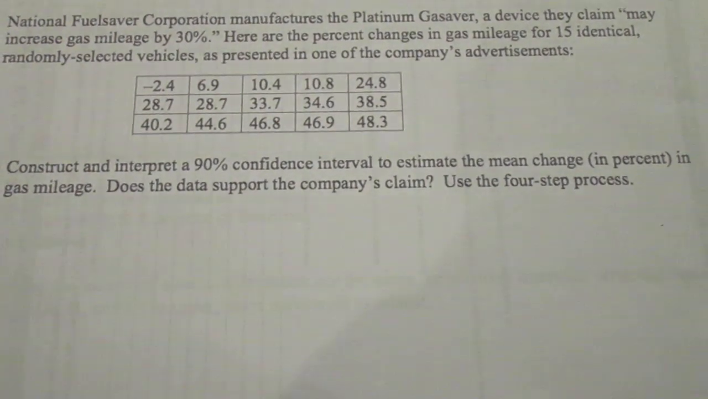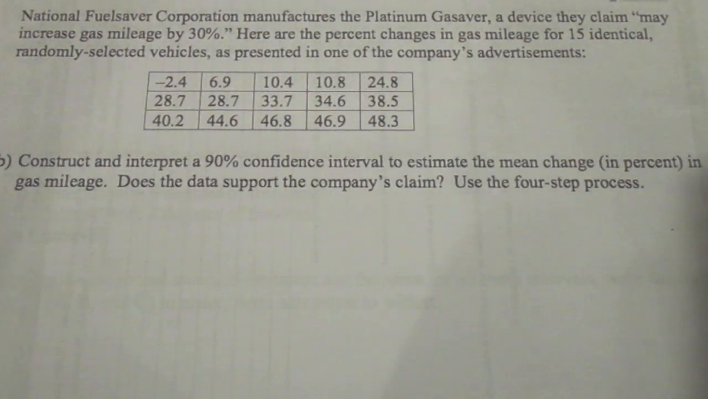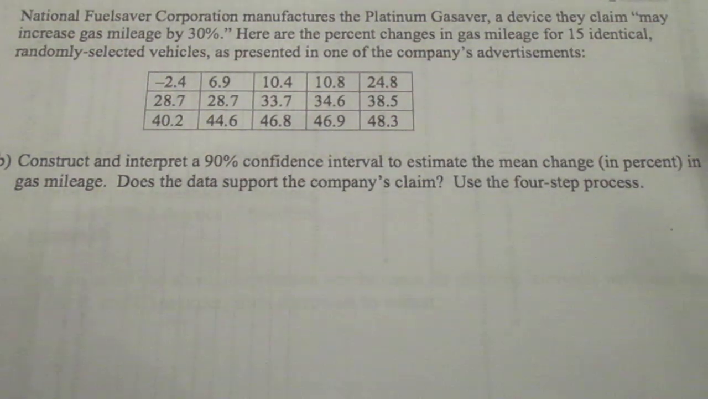Okay, this is a good one. It's like top of the line in what we're going to get in an AP statistics course. A claim is made: Platinum Gasiver, a device they claim may increase gas mileage by 30%. Oh, wow, what a great claim.